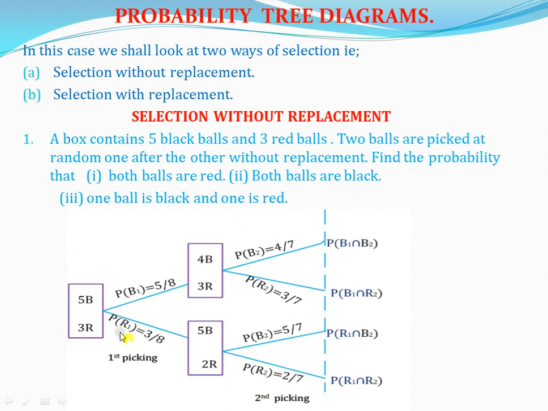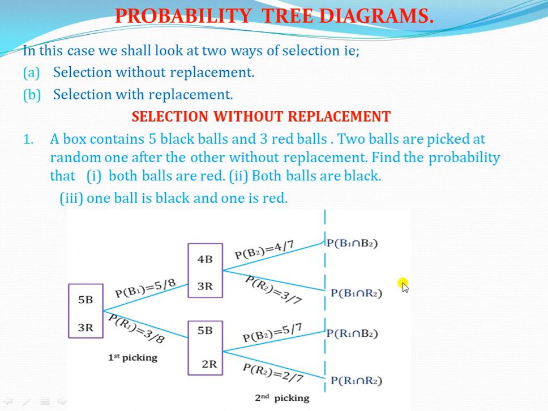Then when you come to this arm here, it means you are actually picking the red ball, but you are not picking the black one. So the black balls will remain the same, but the red balls will reduce by 1. Then from here, again, you find out the total. 5 plus 2 will be 7. So the probability of B2, because of the 2nd picking, will be 5 out of the total, and automatically, R2 will be 2 out of the total. So that is how we get 5 out of 7 and 2 out of 7.